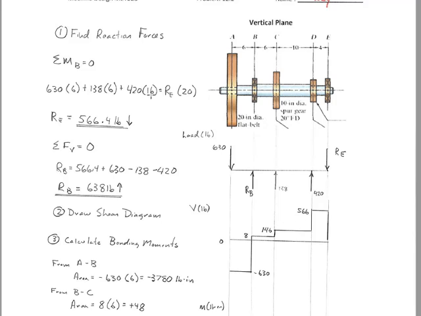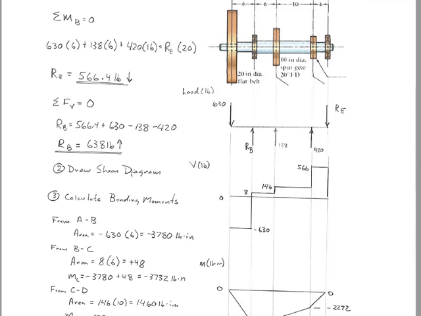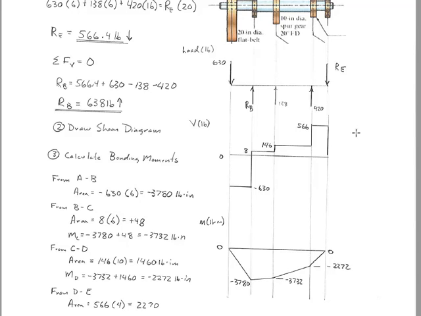And again, I'm going to go through and calculate what my reaction forces are. I did it the same way. I sum moments at B to get my reaction at E, and then I sum forces in the vertical direction to get my reaction at B. I draw my shear diagram like this, and then I calculated the bending moments as you've seen here.